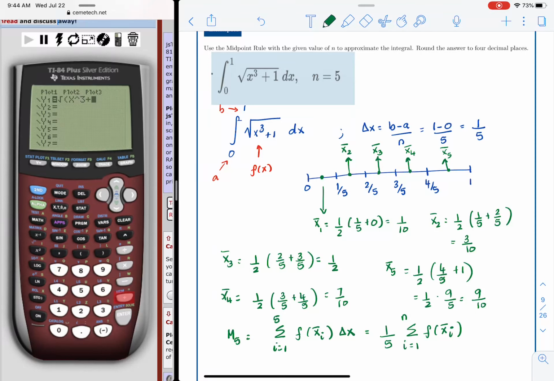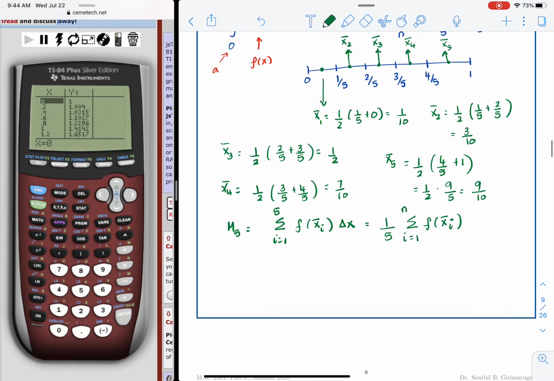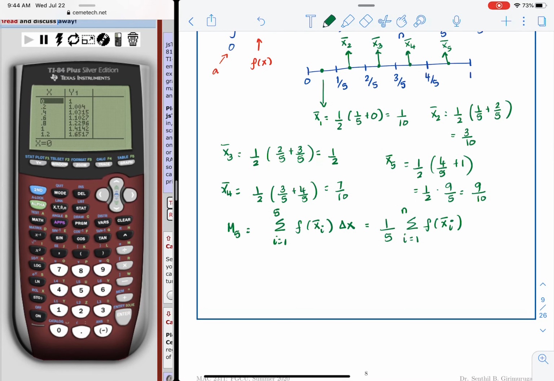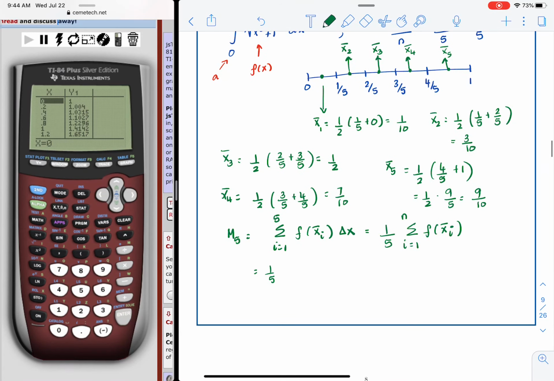X cubed plus 1, and we can go to table set, starting at 0 going all the way up to 1, and I'll simply set delta x as 1 over 5, which is 0.2. I'm just going to evaluate the table. Oh my bad, we have to table set at midpoints, so it's at 0.1.